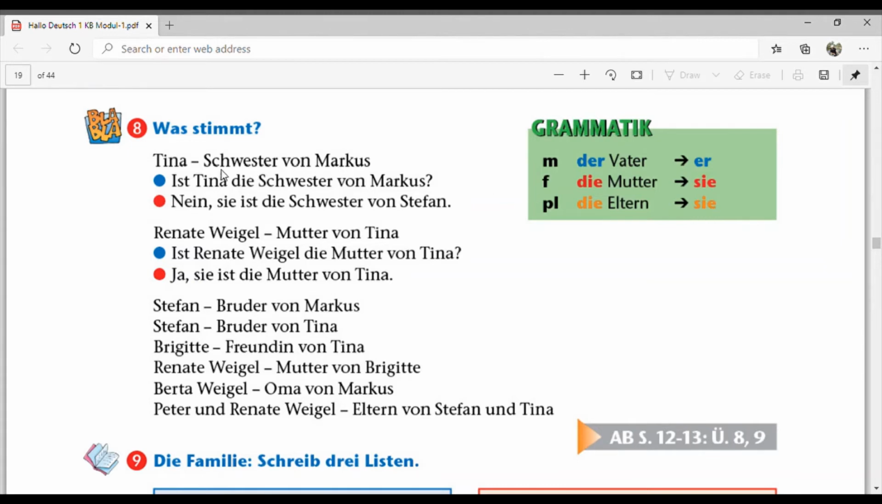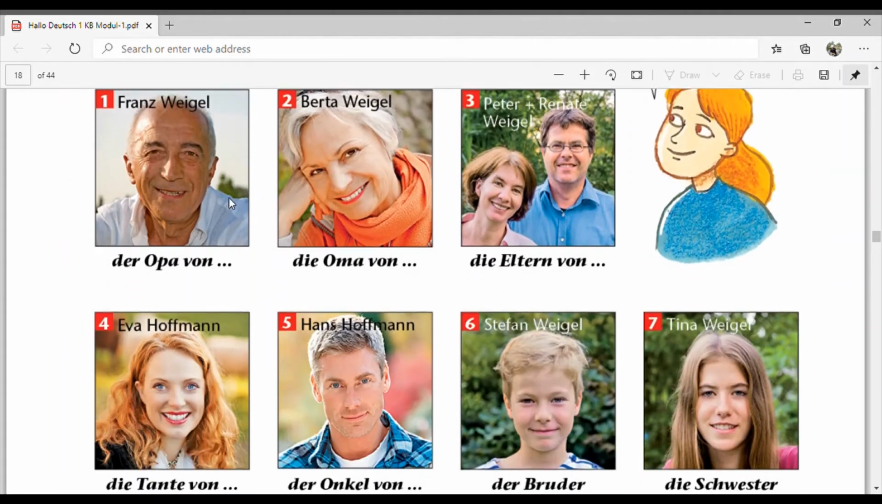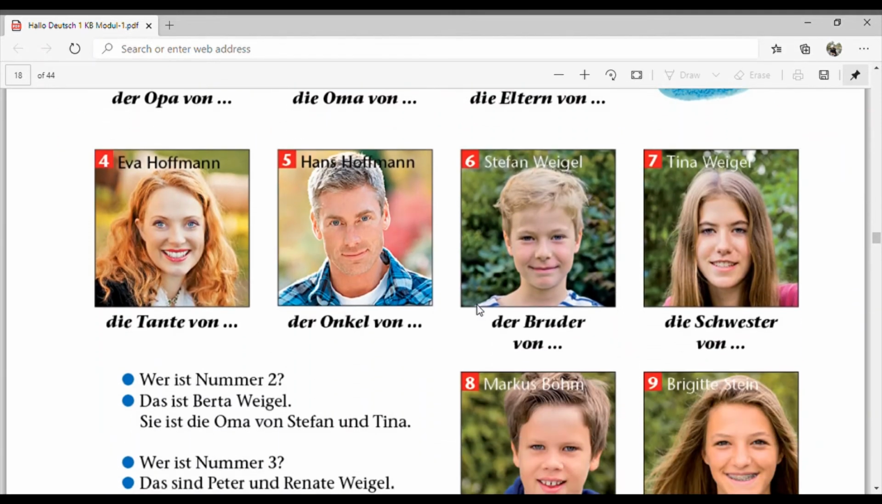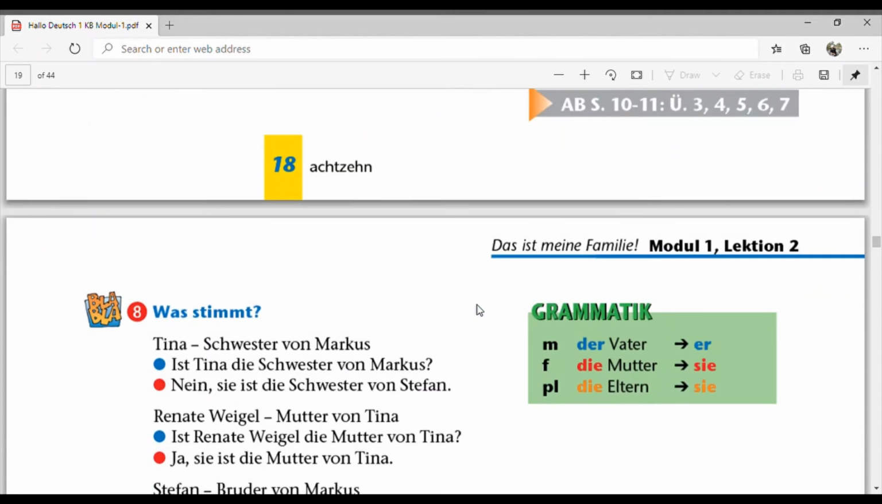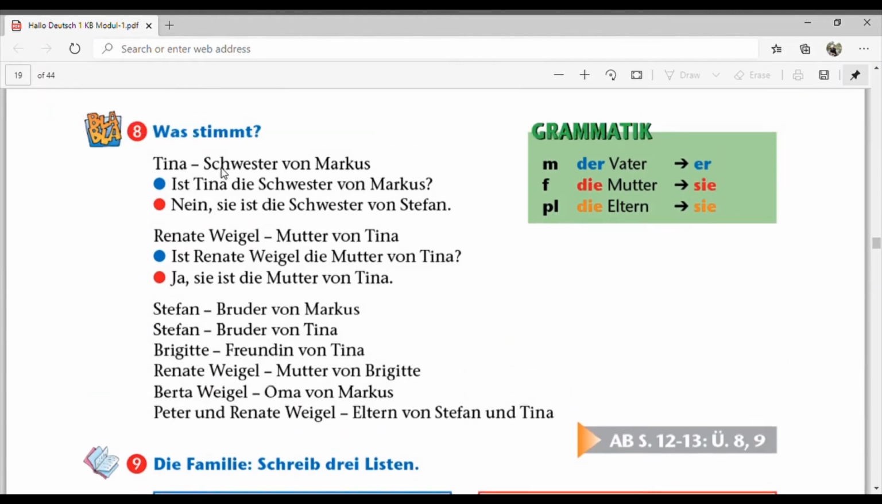Okay. So what we have to do, we are having here some hints and then we have to form the question and answer. Yeah. So according to this one. So according to this. Yeah. So according to, we can say number 7, with the help of number 7. Okay. And then, so is it true or not? Yeah. So Tina, Schwester von Markus. Okay. So we know that no, she is the sister von Stefan.